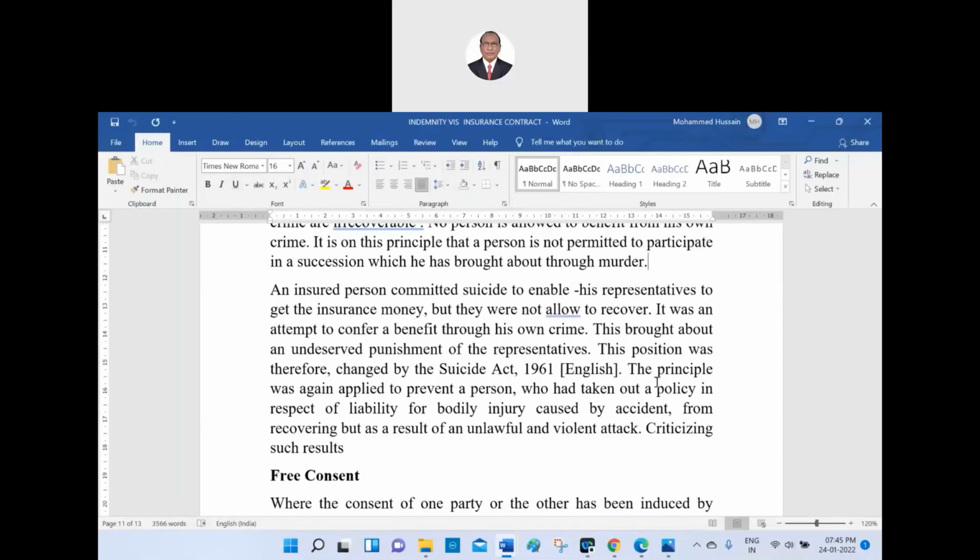The principle was again applied to prevent the person who had taken out a policy in respect of liability for the bodily injury caused by the accident from recovering, as it is the result of an unlawful and violent attack, criticizing such a result. Now the question comes over there.